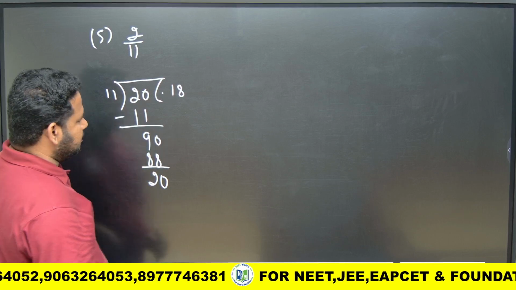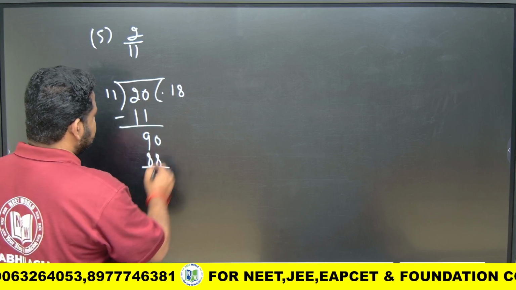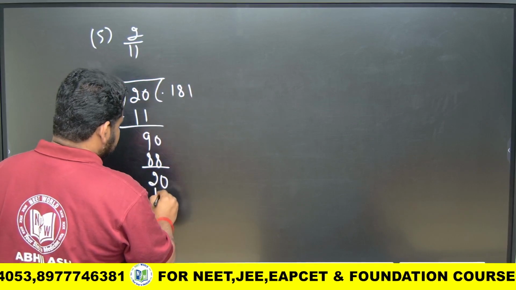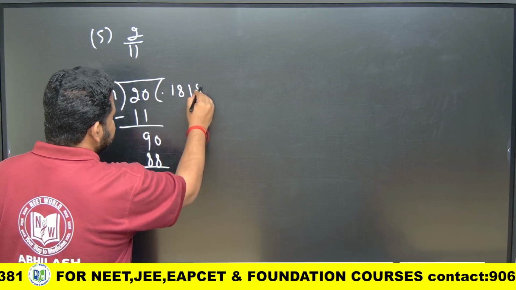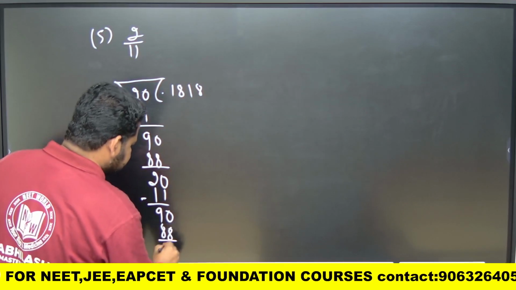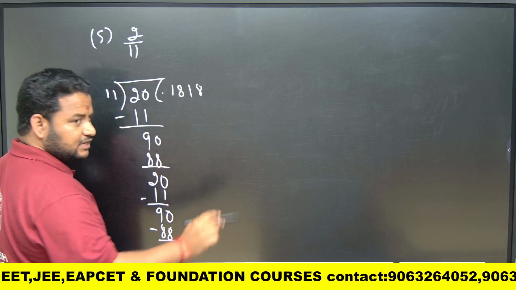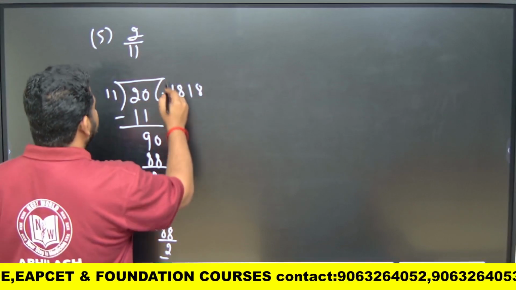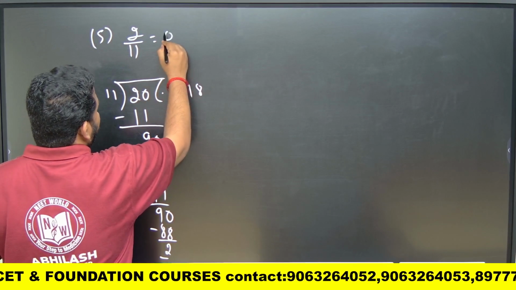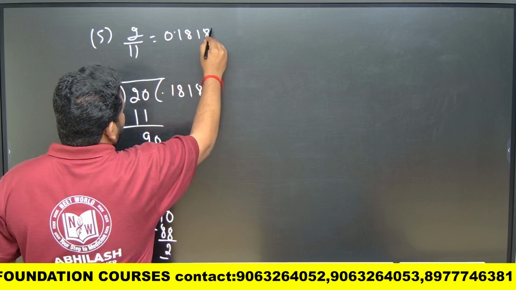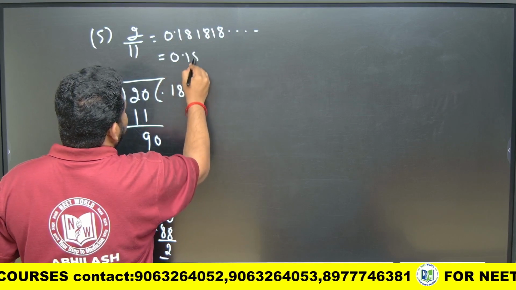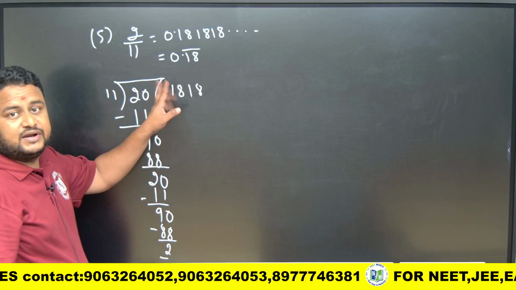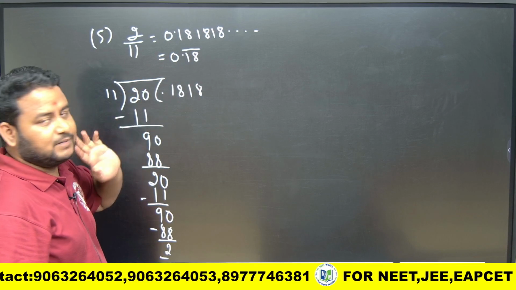But let me see what will happen. If I take 0, so this will be 11 ones are 11. I will get remainder as 9. Again if I take 0, 11 8s are 88. Again I am getting 2. So it goes on repeating like this. So 2 by 11 is nothing but equal to 0.181818, it goes on repeating. So this is equal to 0.18 bar. The bar should be completely over 18.